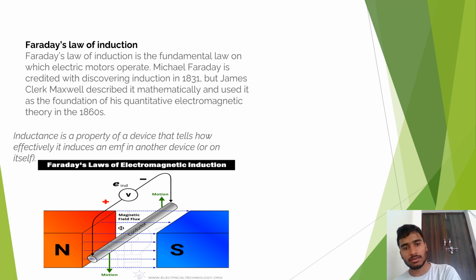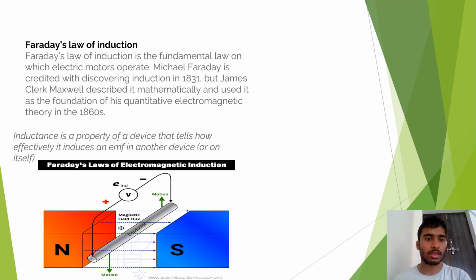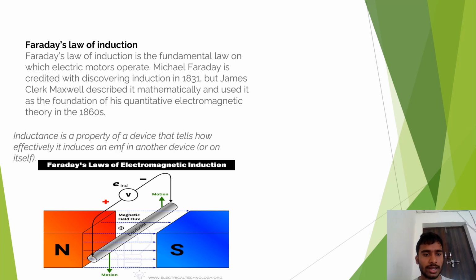What Faraday found out is that by using magnetism, we can induce electric current. The electrons can flow by movement of a magnet, or movement of a conductor in a magnetic field. If you place a conductor in a magnetic field, current is induced. Inductance is a property of a device that tells how effectively it induces an EMF in another device or in itself.